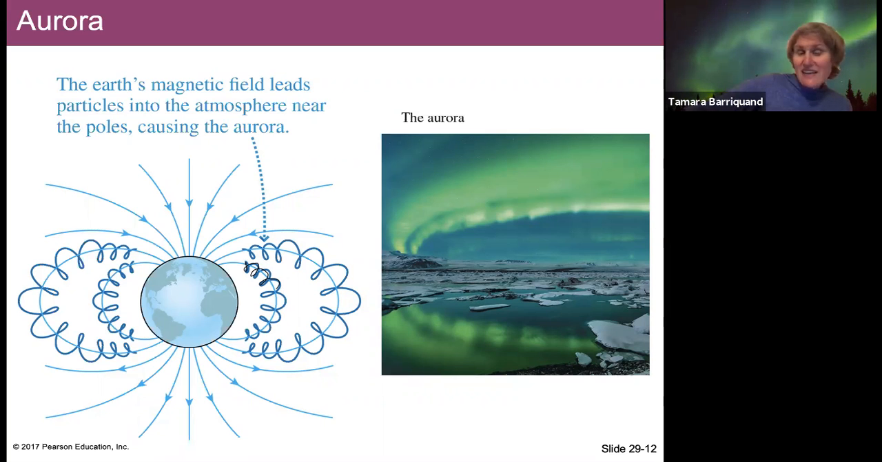So we've seen that not only do moving electric charges create magnetic fields, but magnetic fields also have a force on a moving electric charge, and that will cause it to move in a cyclotron motion in these helixes that we see.